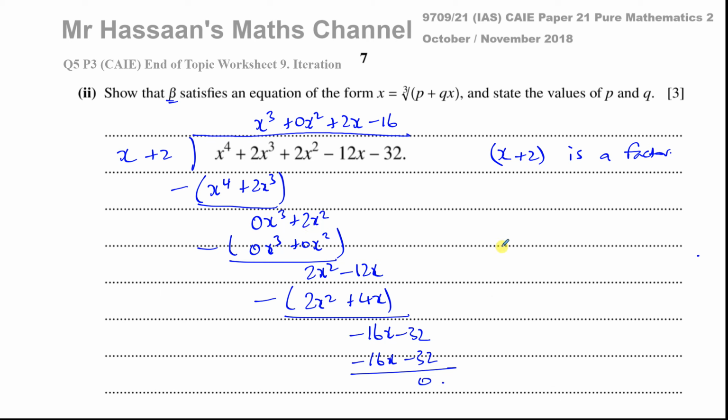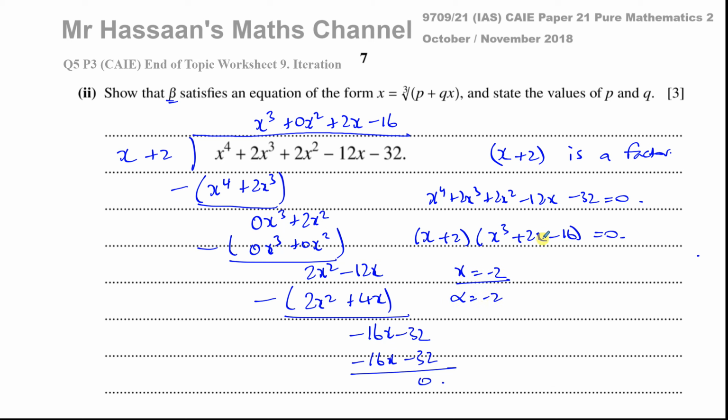So we can say therefore that x to the power 4 plus 2x cubed plus 2x squared minus 12x minus 32 equals 0 can be factorized into x plus 2 times x cubed plus 2x minus 16. So we know that one of the factors is minus 2, which we already worked out. This is your alpha. And the other factor can be found by solving this equation where x cubed plus 2x minus 16 equals 0.